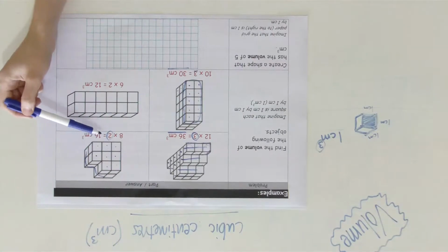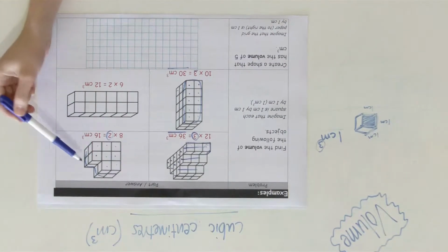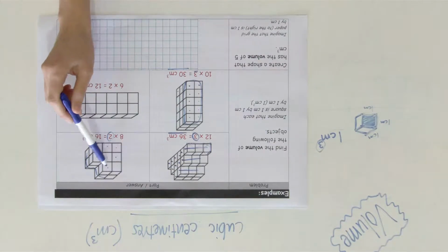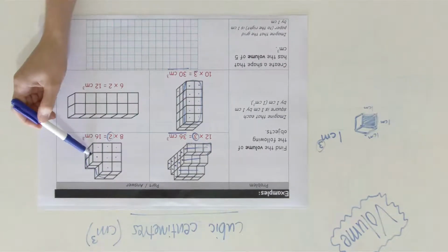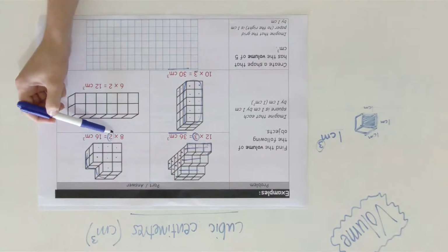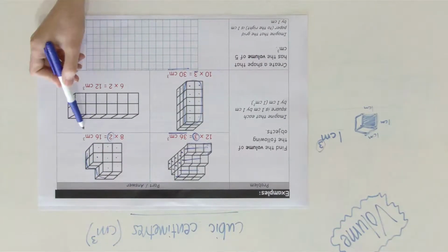Now 8 times 2 equals 16 cubic centimeters. For this one here, we've got 1, 2, 3, 4, 5, 6, 7, 8 cubes, and then we've got one lot here, and then the second lot at the back. So it's 8 times 2 is 16 cubic centimeters.